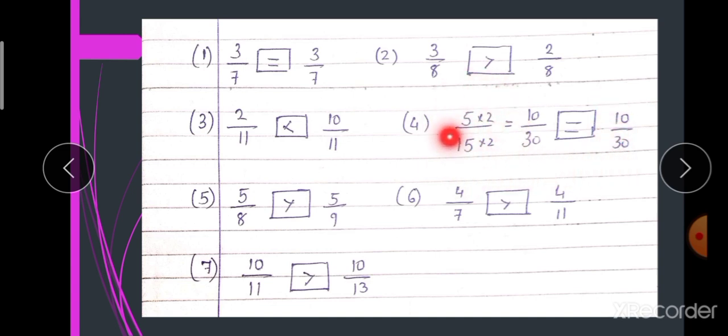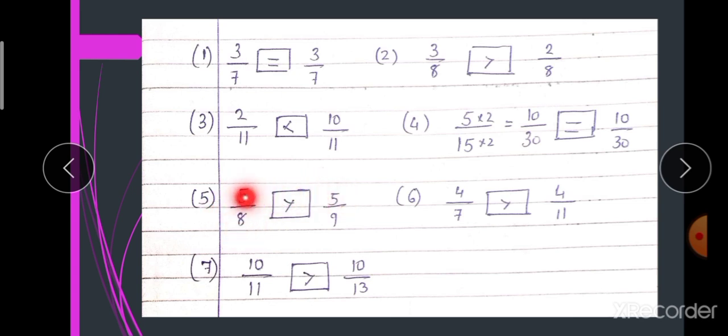So I'll multiply this first fraction in the numerator and denominator by 2. If we multiply, we'll get 10 upon 30. So the second fraction is 10 upon 30 and therefore they both are equal. Now for the next fraction, see here, as we have seen one property of fractions.